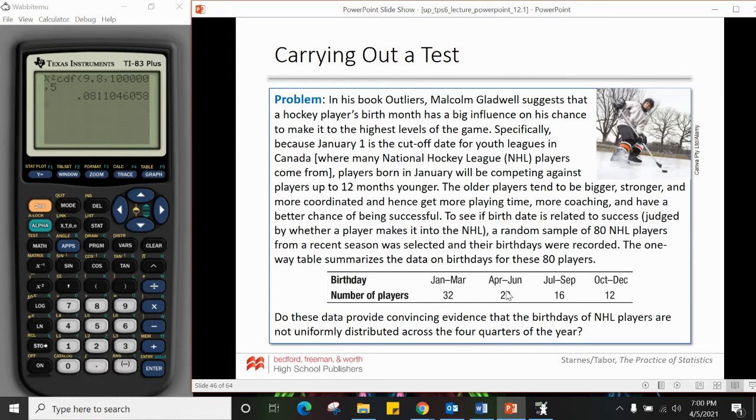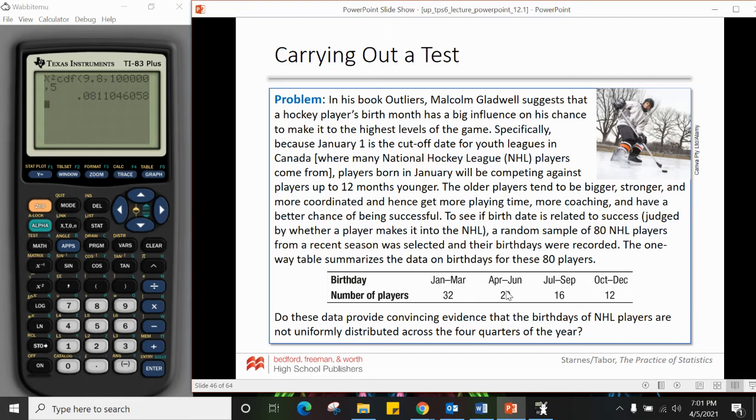So in this book, Outliers by Malcolm Gladwell, pretty good book, I'd recommend it, it's very interesting, he suggests that a hockey player's birth month has a big influence on his chances to make it into the highest level of the game. Specifically, because January 1st is a cutoff date for youth leagues in Canada, where many NHL players come from, players born in January will be competing against players up to 12 months younger. The older players tend to be bigger, stronger, and more coordinated, and hence get more playing time and more coaching, and a better chance of being successful.